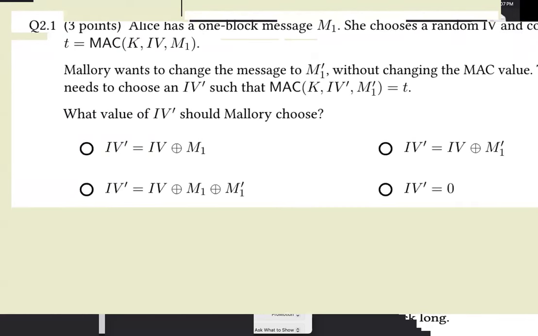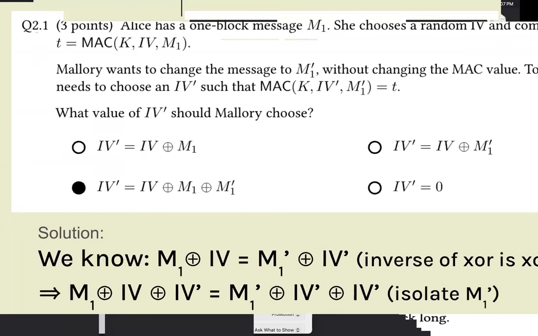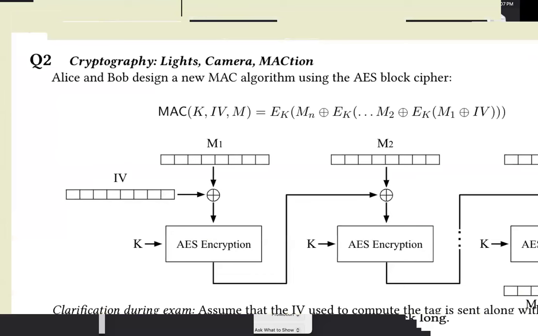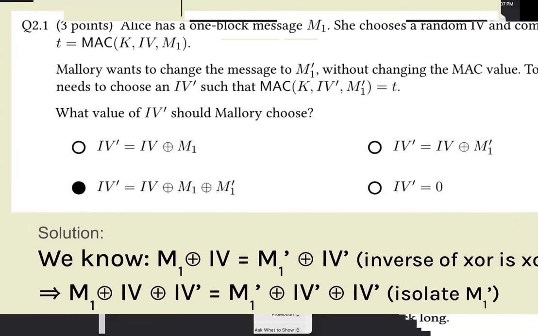Anyone having any ideas? Yeah, I'll just go through it then. We essentially know that whatever inputs we want to put into the encryption function, they have to be matching. So this M1 XOR IV and the M1 prime XOR IV prime should be matching. Why do we know this? Because we essentially want this first side of the encryption function to be the same. Knowing this, we can just rearrange terms. So we move the M1 prime onto the other side, and we get that IV prime is equal to M1 prime XOR M1 XOR IV.